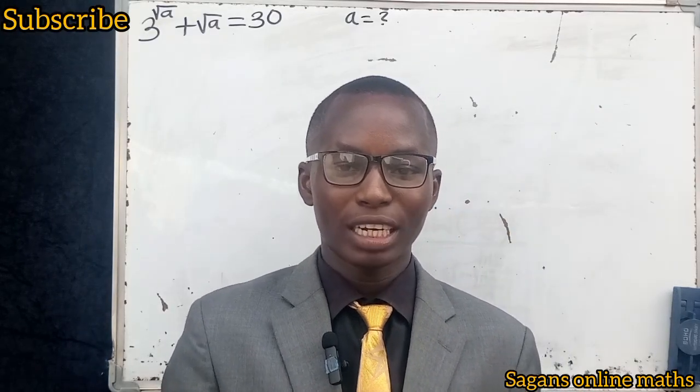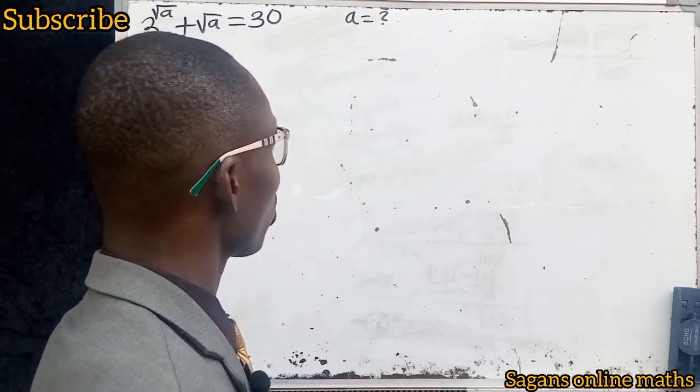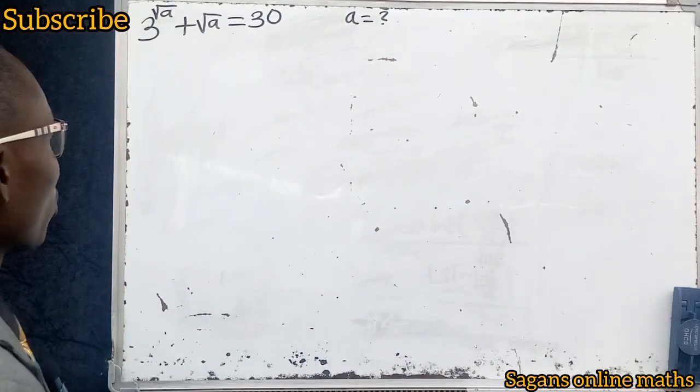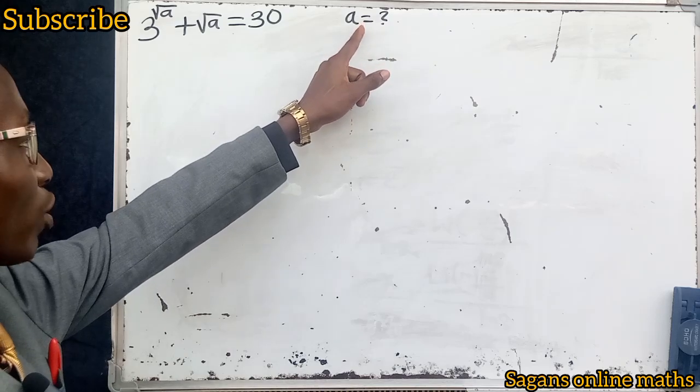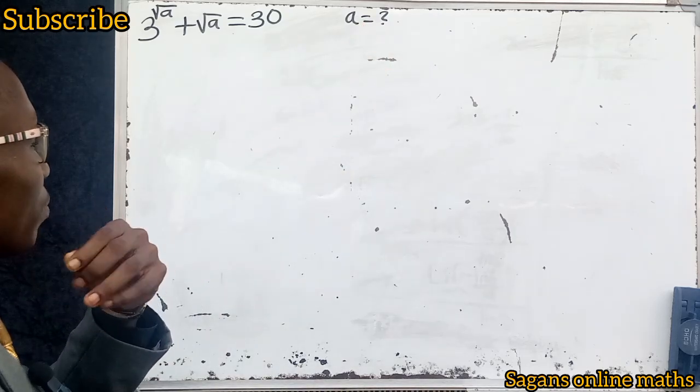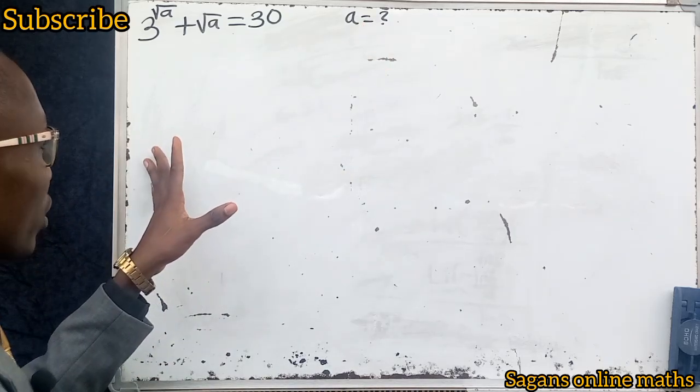Let's solve this question together. Now we're going to a beautiful question on the board. We're given that 3 raised to the power root a plus root a is equal to 30. We are asked to look for the value of a. Wow, this question is as simple as A, B, C, D, okay?